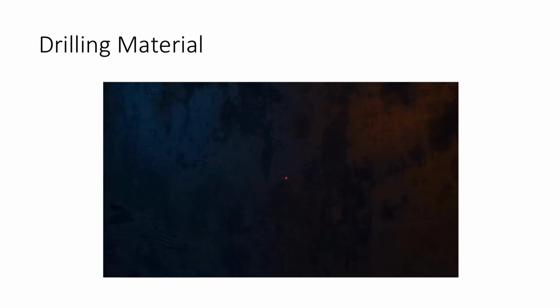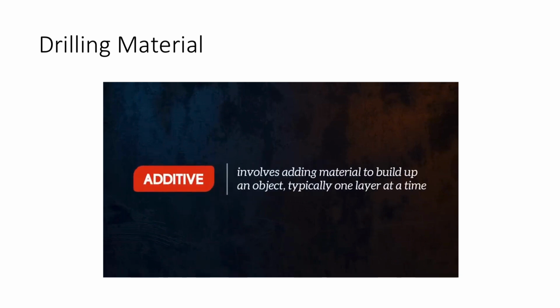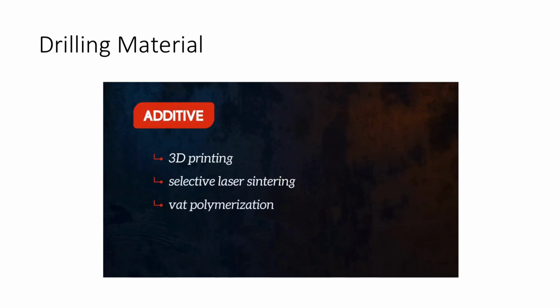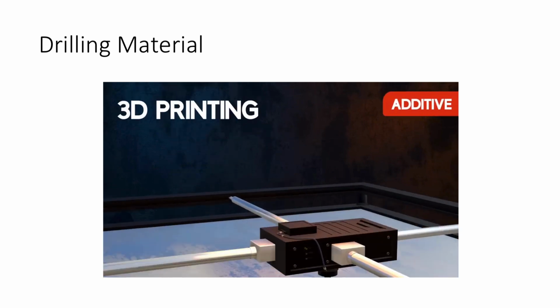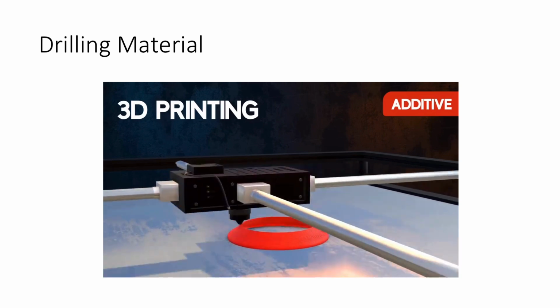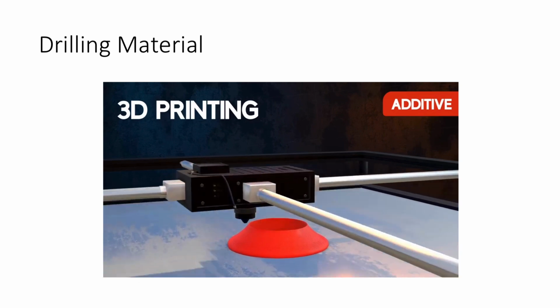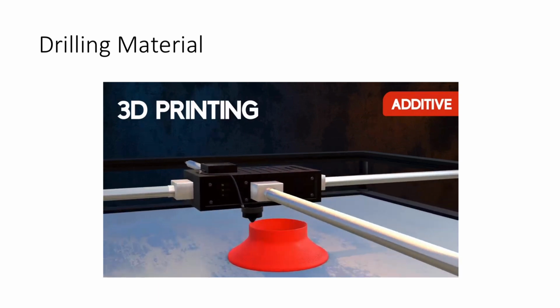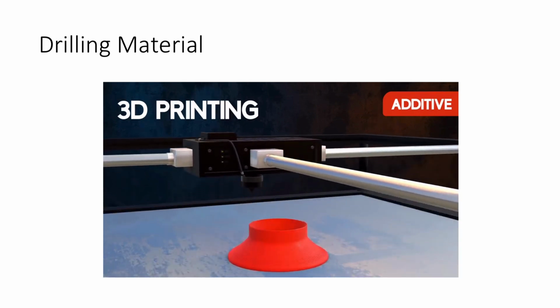The final category is additive manufacturing, which involves adding material to build up the desired object, typically one layer at a time. 3D printing, selective laser sintering, and vat polymerization are examples of additive manufacturing techniques. For 3D printing, a computer is used to successively build up an object layer by layer. 3D printing is a slow process, and the range of materials which can be used is limited. As a result, it tends to be used for prototyping rather than for mass production.